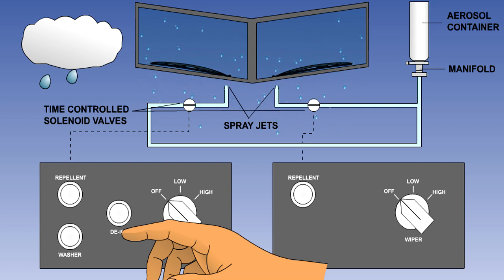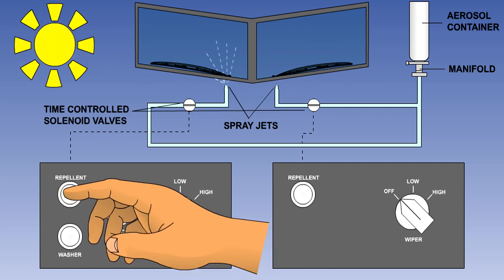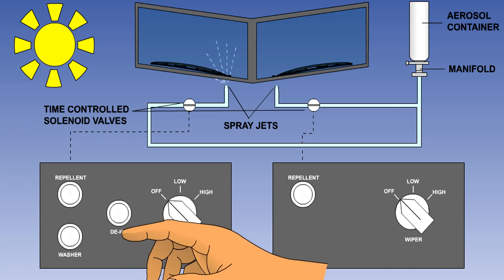Each actuation of the switch opens the valve for a preset period of time, regardless of how long the switch is held in. The repellent reacts with the water, increasing the size of the water drops, which are then blown off the screen by the airflow. Depending on airspeed and rain intensity, each actuation should be adequate for 2 to 5 minutes of repellent action. Rain repellent fluid must not be applied to a dry windscreen, as it will reduce visibility.